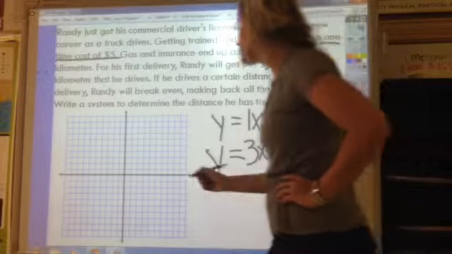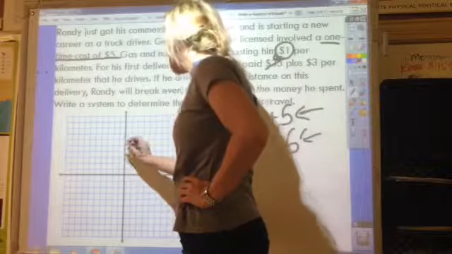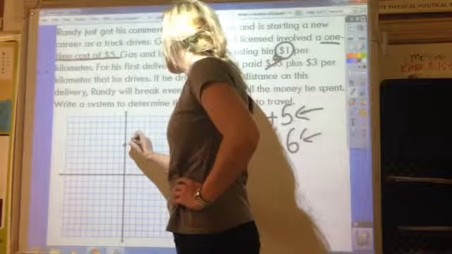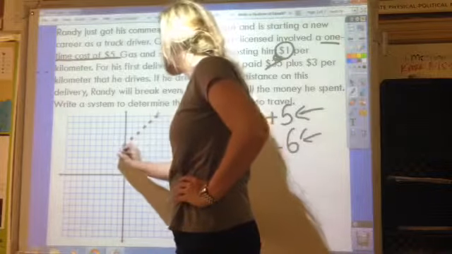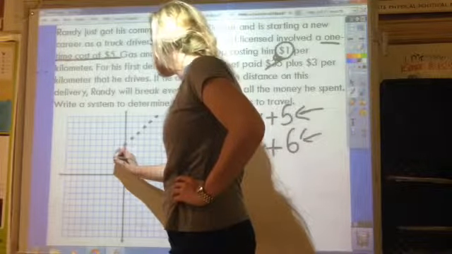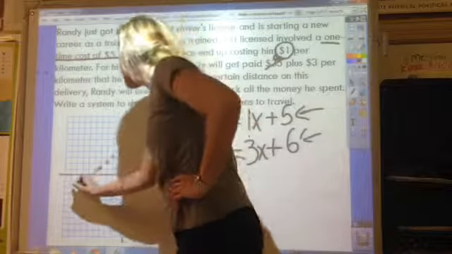5 is my y-intercept. I'm going to go ahead and put a dot on the graph where y is 5. If I have a slope of 1, it means I go up 1 and over 1, all day long. If I want to extend on this side, down 1 and left 1. Go ahead and draw my line.